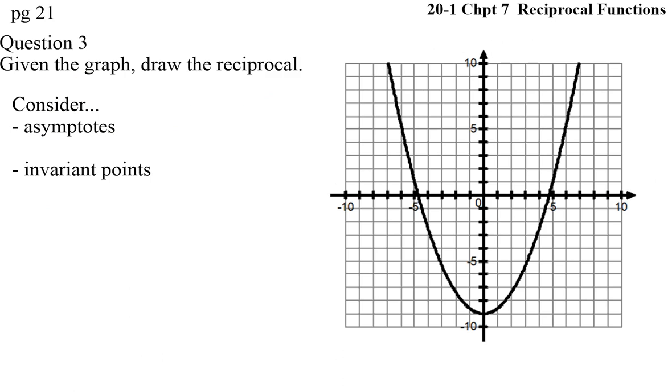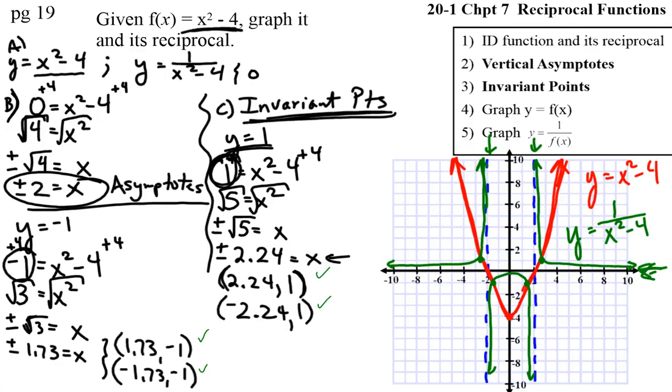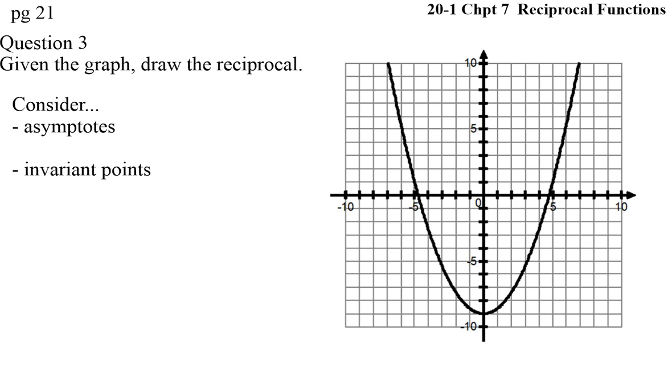Page 21. Question 3. Given the graph, draw the reciprocal. Well, now we have a quadratic. So remember the quadratic, a little bit more involved. Our quadratic, we had 2 asymptotes. We had 4 invariant points. So that's what we need to consider. So here we go.